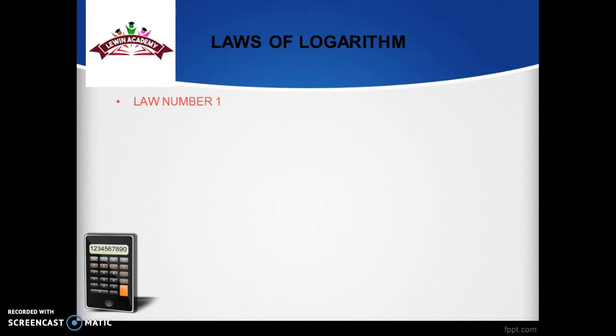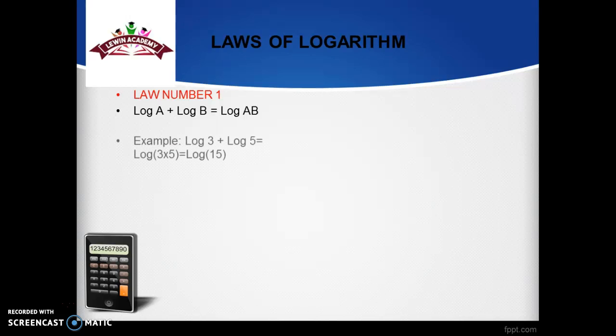So law number 1. The first law of logarithm says that the log of any number a plus the log of any number b is equal to the log of the number a times b. For example, we have here log 3 plus log 5. This will be equal to 3 multiplied by 5, right? And that will be equal to log 15.